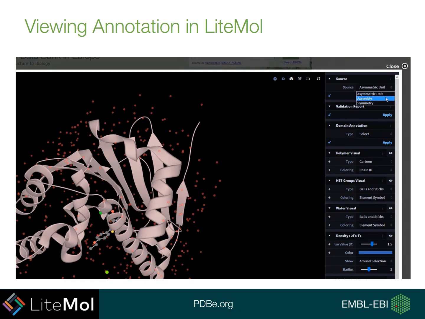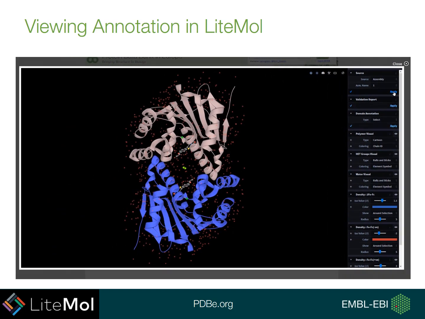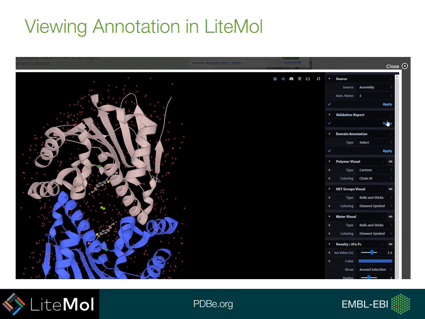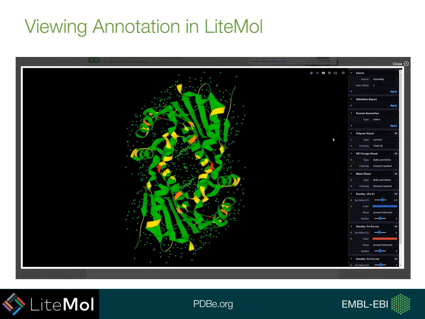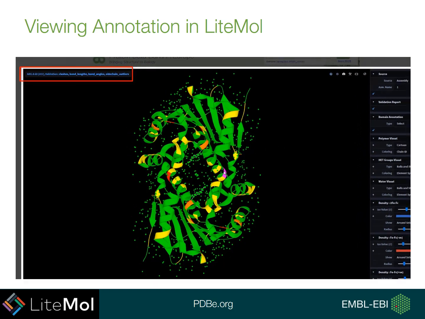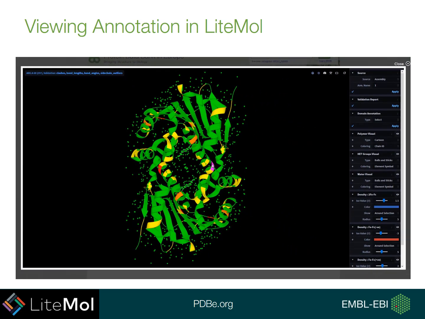If you want to look at the assembly, you go to Source and select Assembly, and then click Apply, and this will apply that assembly to your structure. Now what you're seeing, rather than the asymmetric unit, is the actual annotated assembly, a better representation of what's there. You can also apply the validation report by clicking Apply here on the right, and this will color the structure by the validation report. If you then hover over a particular residue with issues, these will be shown in the top left, for instance, the clashes and the bond length outliers.